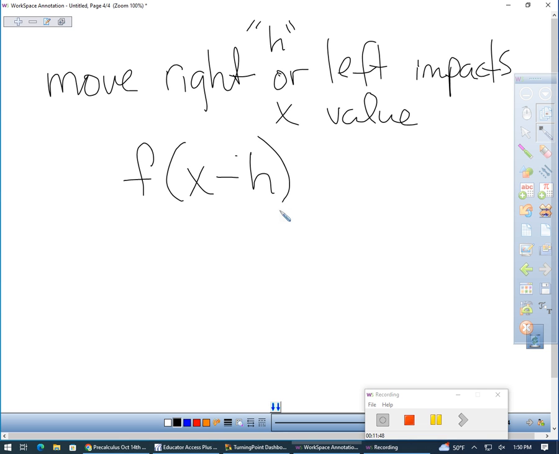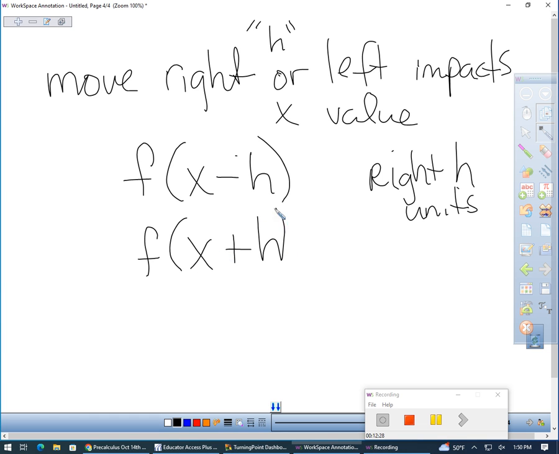Now think about point slope form that we just did, right? When we put a value in, that h would be positive. This means that we are going to the right h units. It's kind of like point slope form, how it looks opposite when you put it in, right? The y minus y1. So this is x minus the h. So if h is positive, this is going to the right. It falls in there. If I have f of x plus h, that's going to the left h units.